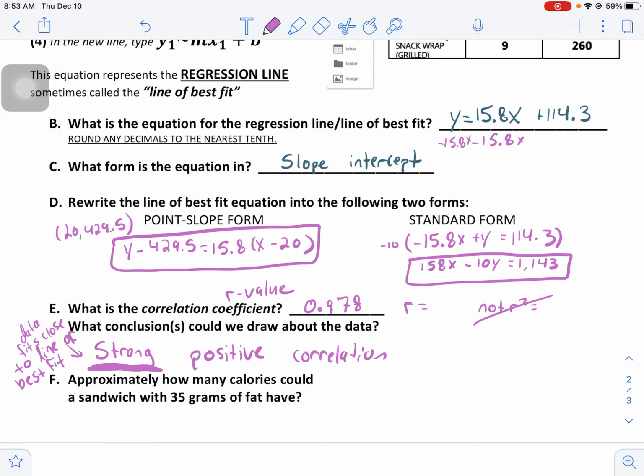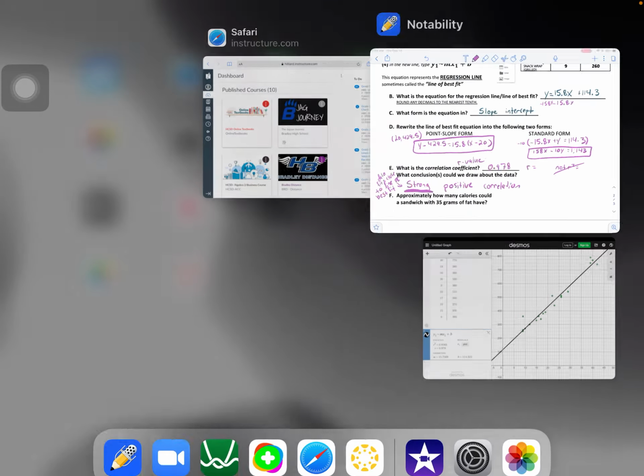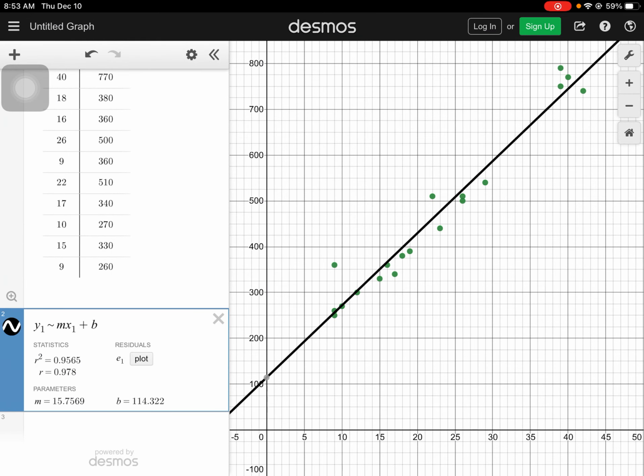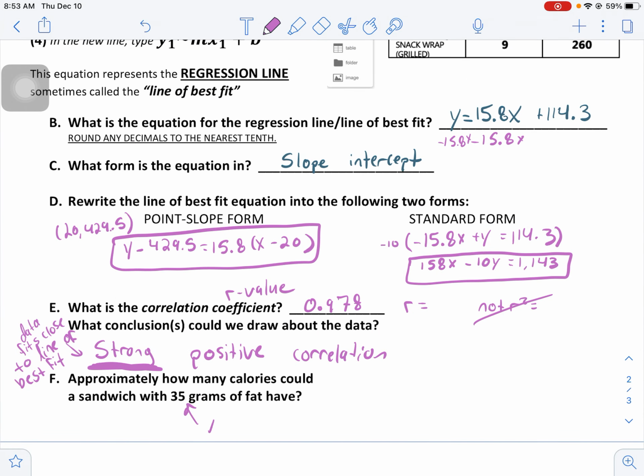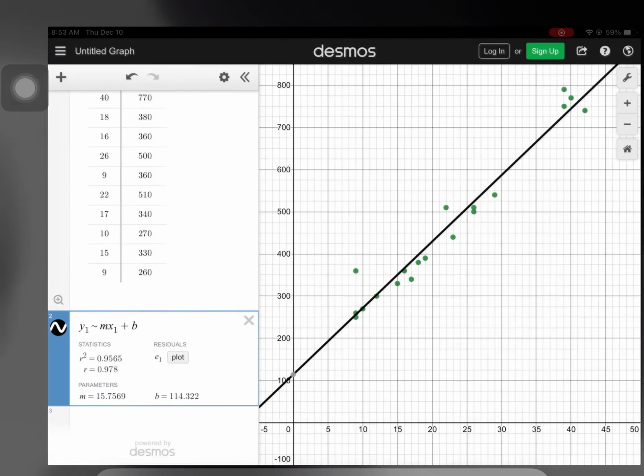The last thing it says here, it says approximately how many calories could a sandwich with 35 grams of fat have? So how are we going to do this? We're going to draw a line right at that 35, right? So it's saying grams of fat, 35 grams. This is talking about an x value, right? X equals 35. It's wondering what the calories is. What is y? So calories equals y. It's asking us for what that y value is.